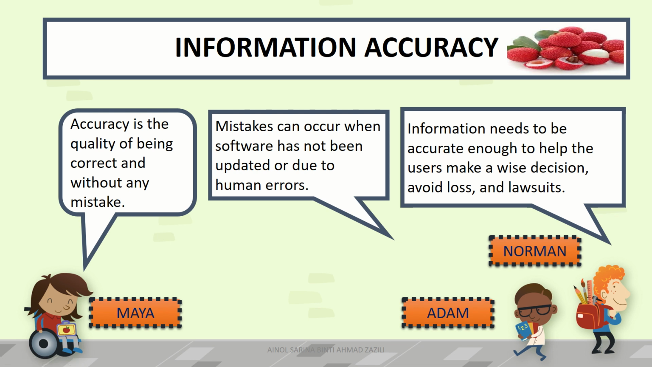What is the meaning of accuracy? Accuracy is the quality of being correct and without any mistake. Mistakes can occur when humans make errors or software has not been updated. It is usually unrealistic to obtain information that is 100% accurate, especially on the internet. However, it is important to be accurate enough to help the users make their decision.